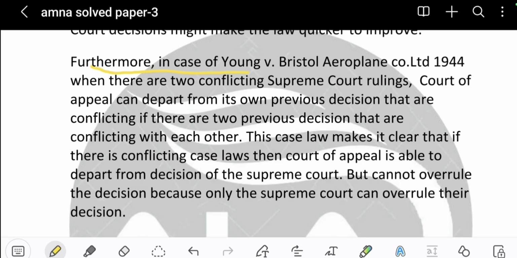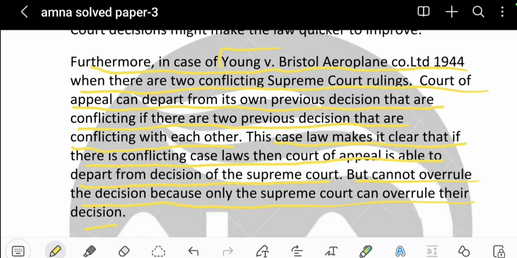Furthermore, in the case of Young v. Bristol Airplane Company Ltd, 1944, when there are two conflicting Supreme Court rulings, the Court of Appeal can depart from its own previous decisions if there are two previous decisions that are conflicting with each other. This case law makes it clear that if there are conflicting case laws, the Court of Appeal is able to depart from decisions of the Supreme Court, but cannot overrule the decision, because only the Supreme Court can overrule the decision.